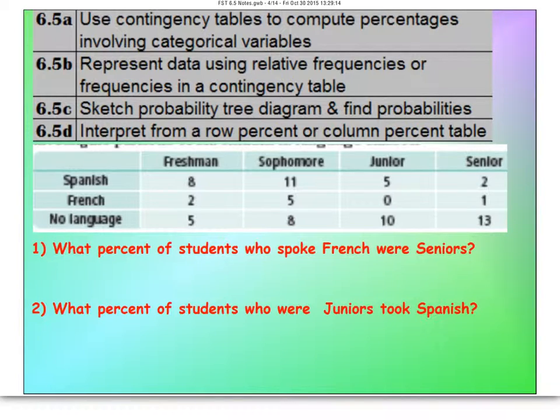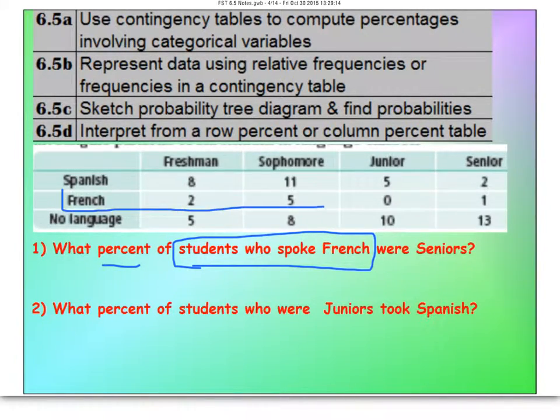Question 1, what percent of students who spoke French were seniors? Now in this section, you want to be really careful. As you read the first part of the sentence, it's going to tell you the group we're looking at. So again, they want a percentage, so they're going to want a fraction. But of students who spoke French, that is the group we're looking at. So they are actually not looking at everyone in the table. So they're just isolating it, and they're looking at just this row.